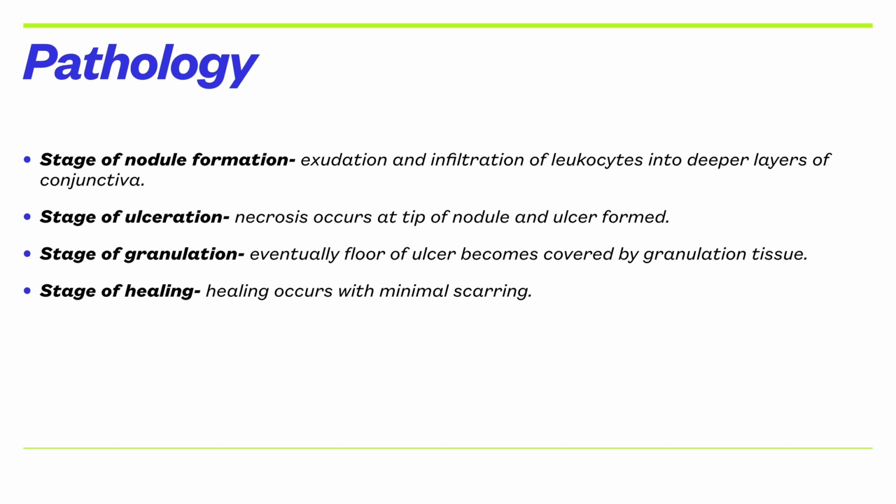The next topic that we are going to cover is the pathology of the disease. There are 4 stages in which this disease progresses. The first stage is the stage of nodule formation, in which exudation and infiltration of leukocytes into the deeper layers of the conjunctiva occurs, because of which the nodule is formed. The second stage is the stage of ulceration, in which necrosis occurs at the apex or the tip of the nodule, because of which the ulcer is formed.